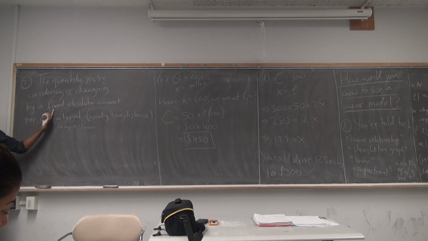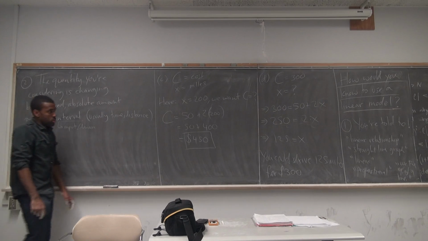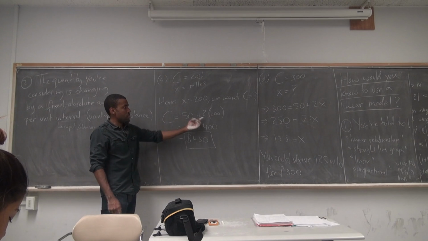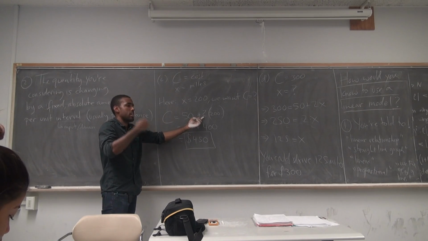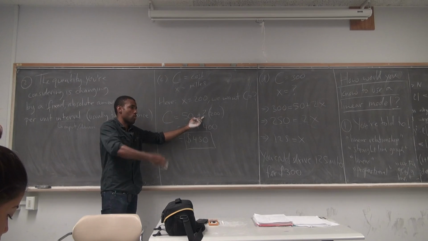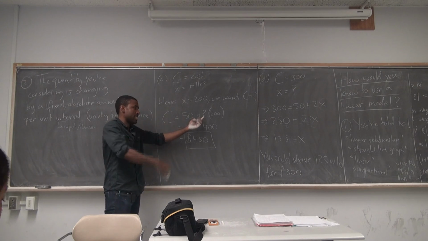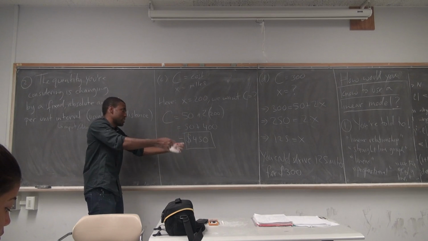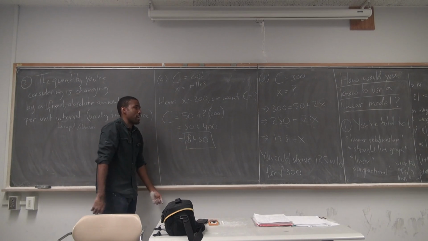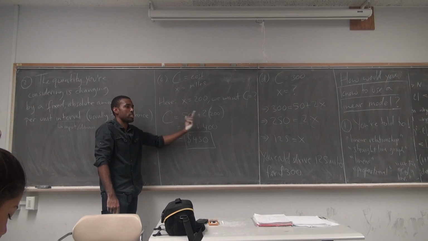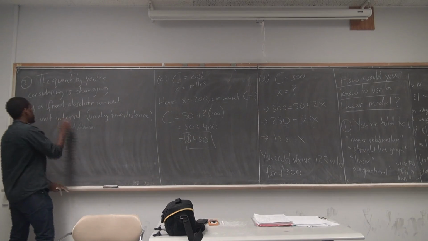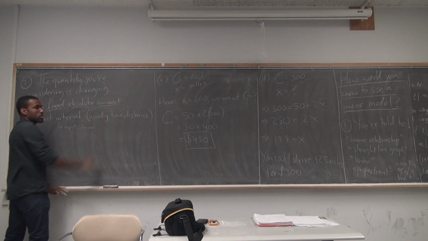But things are changing by a fixed absolute amount. Notice here, the cost that we had was changing by a fixed amount, $2 for every mile. Every mile you add on, it increases by exactly $2. It's not like the first mile is $2, then the next mile I'm going to charge you $5, then the next mile something else. No, I'm always charging you $2 for every single mile. You're always being charged a fixed absolute amount.